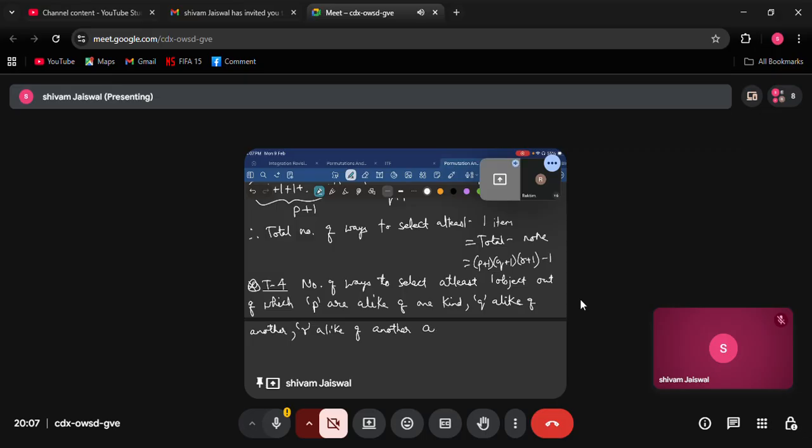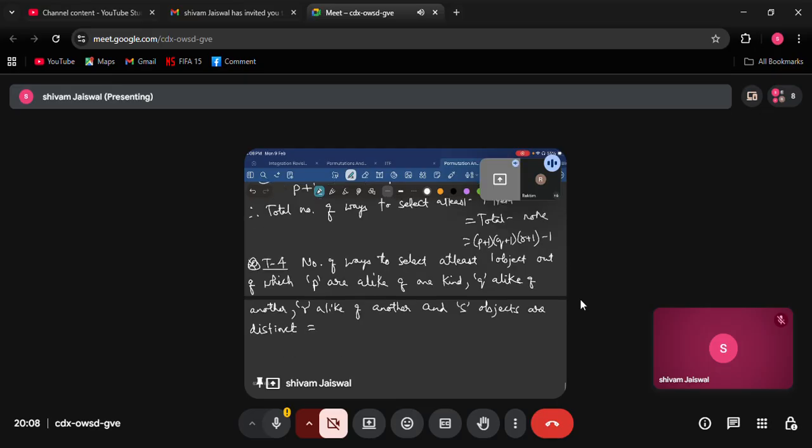Okay. And S objects are distinct. Can somebody raise your hand and tell me quickly? There are S objects distinct. Okay. Yes, let's see who has raised the hand. Yes, Sonali, go on.